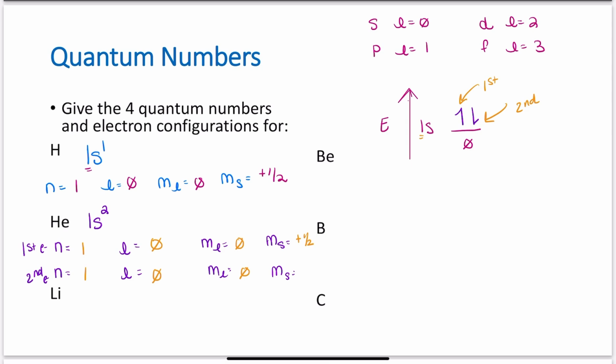But my M sub S, the first electron in was plus 1/2, like hydrogen had, but my second electron in is minus 1/2. This is emphasizing that idea that no two electrons within one atom can have the same 4 quantum numbers. They're the same through the N, L, and M sub L, but they're differing in that M sub S value. You will never have 2 electrons in the same atom with the exact same 4 quantum numbers because this is what distinguishes them from one another.